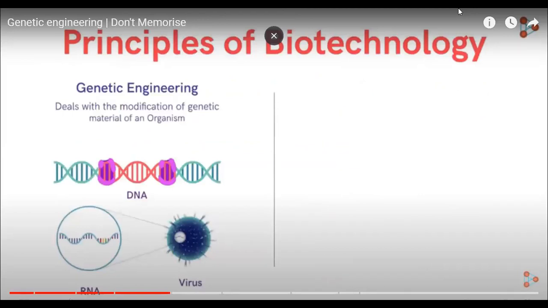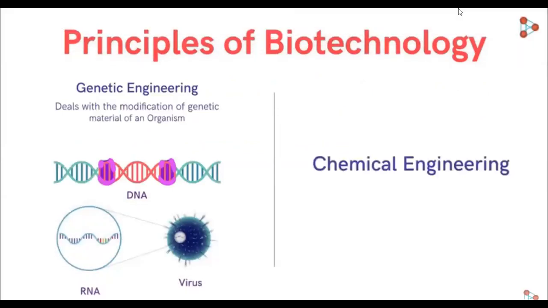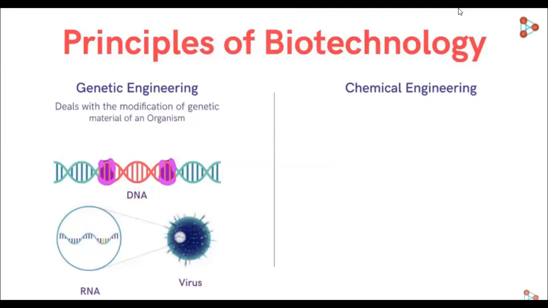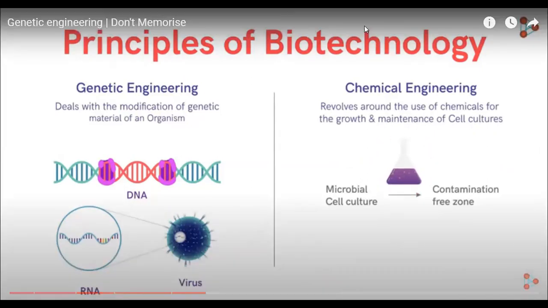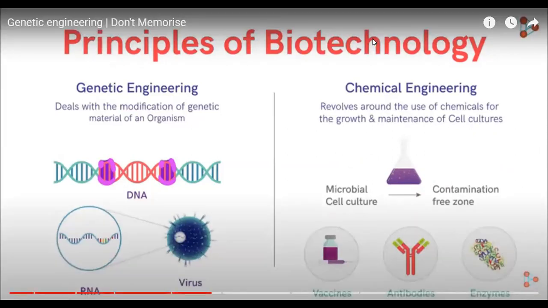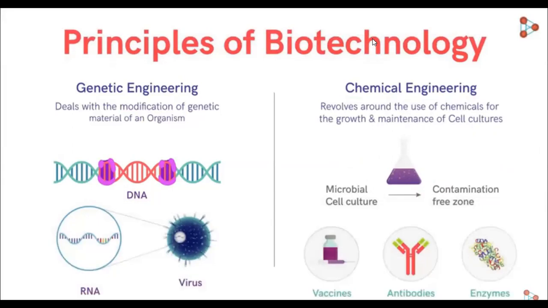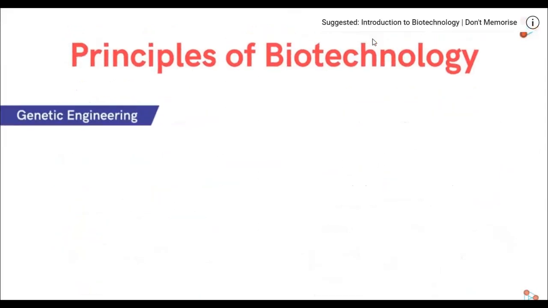Moving ahead with the next principle, which is chemical engineering. The name itself suggests that the principle revolves around the use of chemicals for the growth and the maintenance of cell cultures. For this, the desired eukaryotic or microbial cell cultures are stored in a contamination-free zone. Further, these cell cultures are used for the production of vaccines, antibodies, enzymes, and various other useful products. We will learn about chemical engineering in the upcoming videos. For now, let's just discuss in detail about genetic engineering.